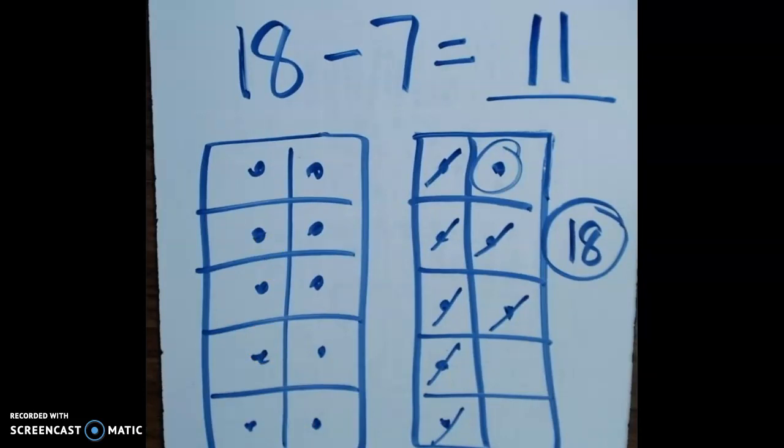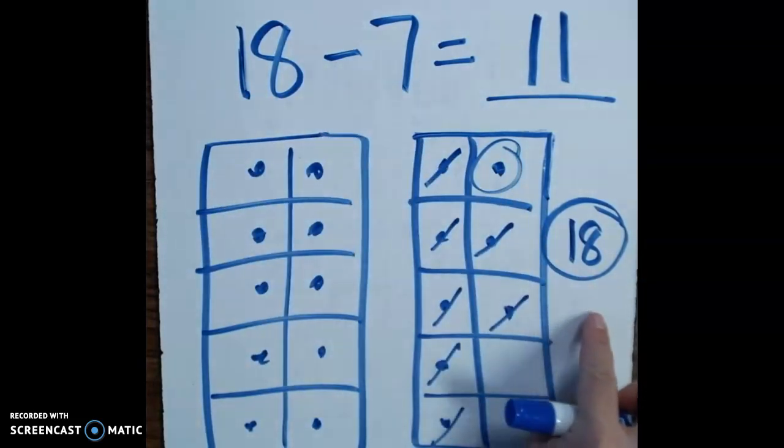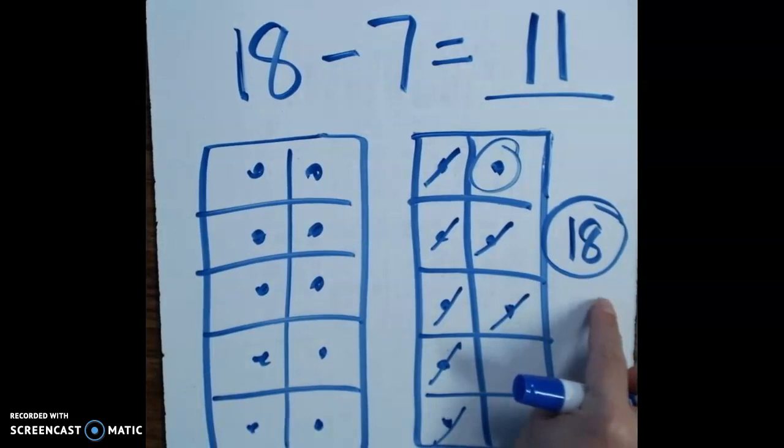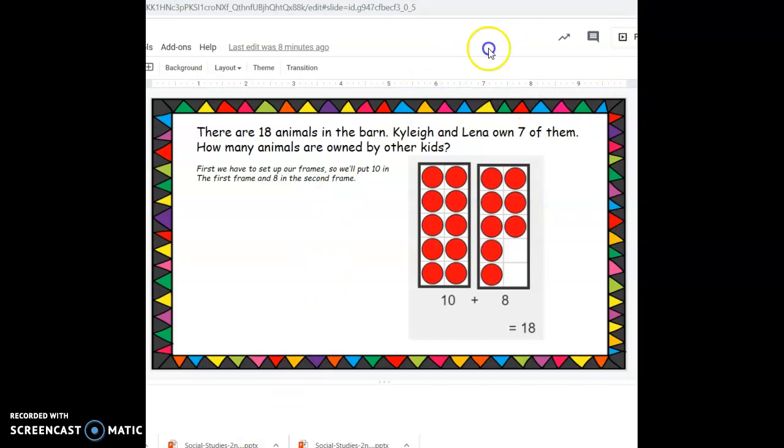The reason I subtracted was because if I added 7 to this number, then I no longer have 18 animals in the barn. I have more than that. Let's look at the question. The question is not telling me that they added 7 to the 18 animals. It says that there are 18. That's my fact. Kylie and Lena own 7 of them. I'm not going to add 7 to it. They own some of those animals. So how many are owned by the other kids? Well, there are 11 owned by the other kids.